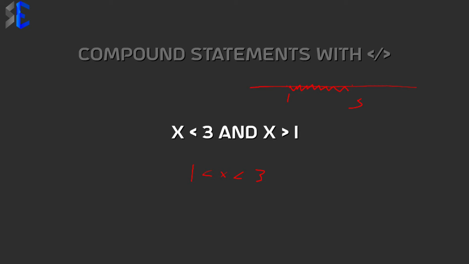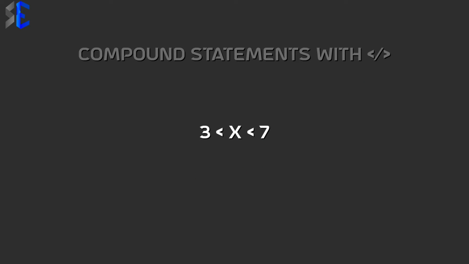Because if we look at this, we say that x is greater than 1, which puts it in this direction. And then this also says that x is less than 3, which puts it in this direction, which fills up this same area. So this is how you represent two less than or greater than symbols connected by AND.